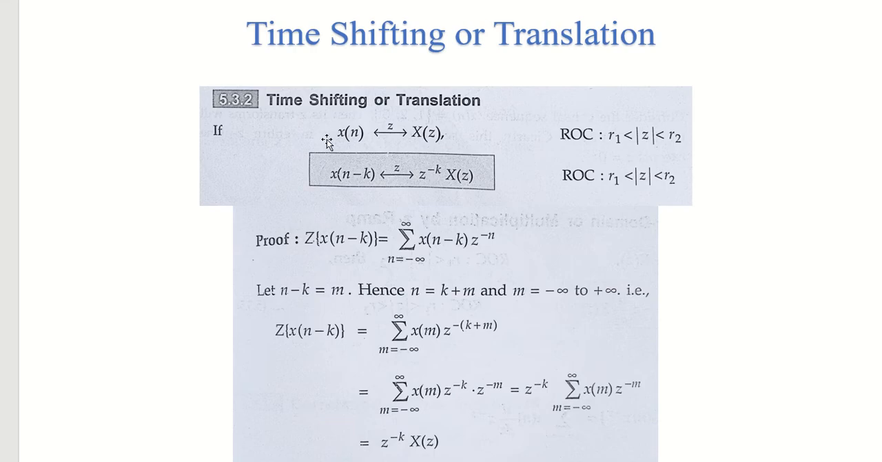Now see the next one, it is time shifting, or it is also sometimes called the translational property. So what does it tell us?